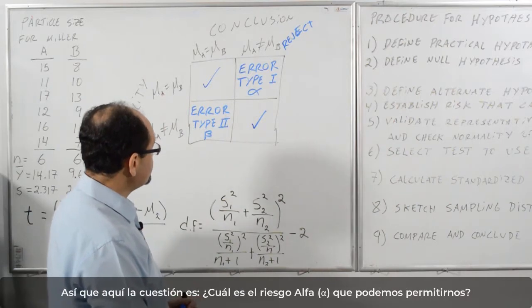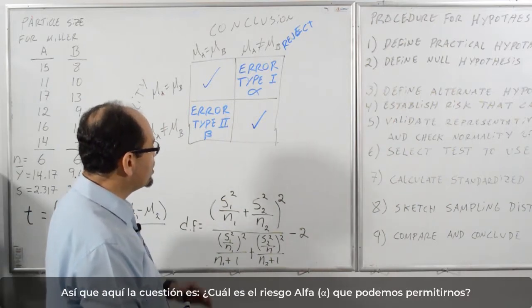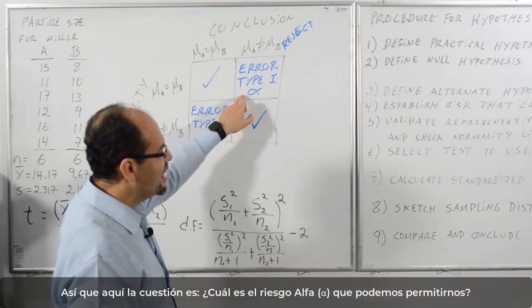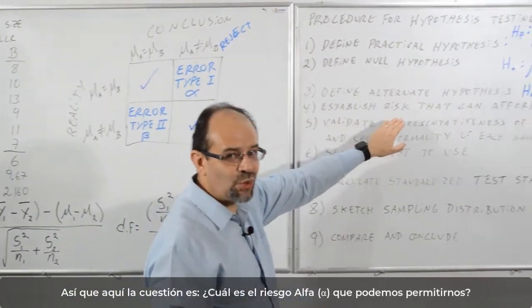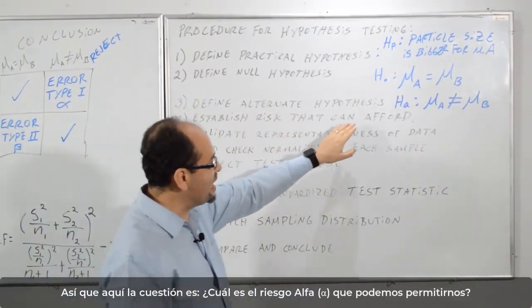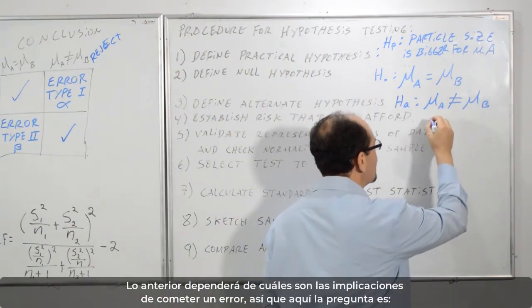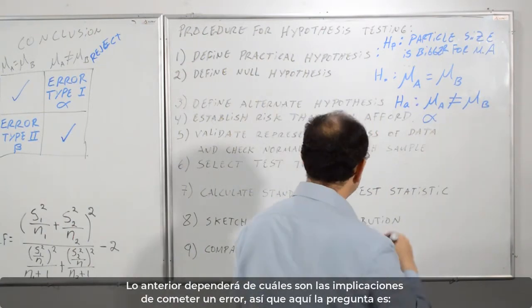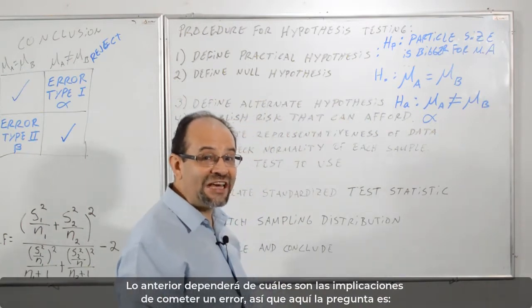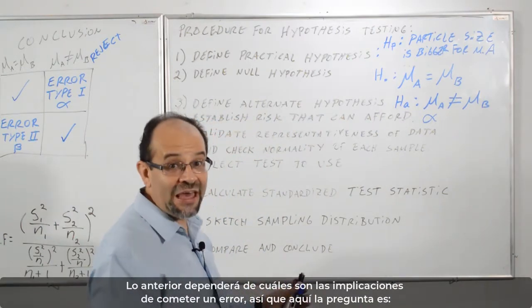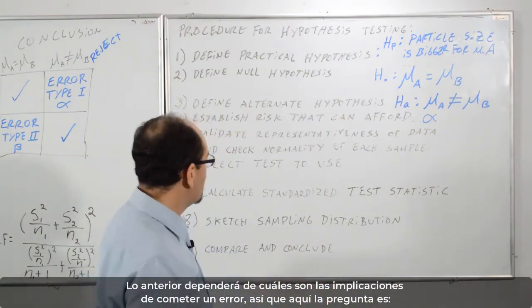So here, the question is, we have to define alpha. Alpha is the risk that we can afford. How much is the alpha that we can afford? There can be many options. It depends on what the implications are of making an error, making a mistake.